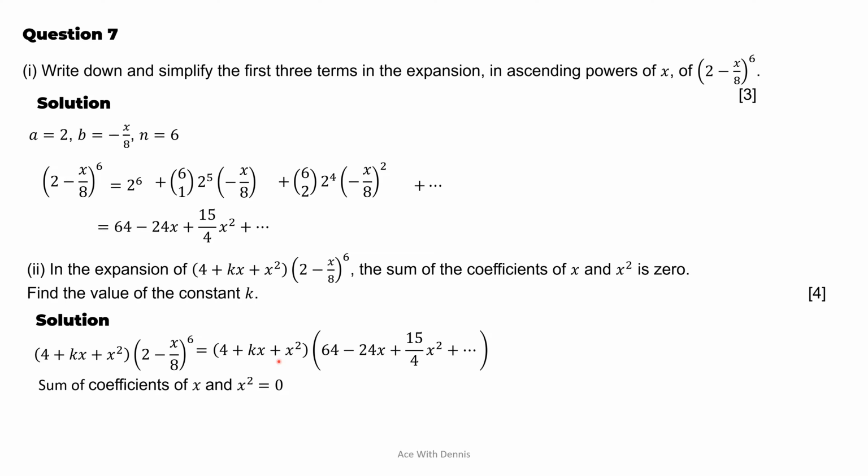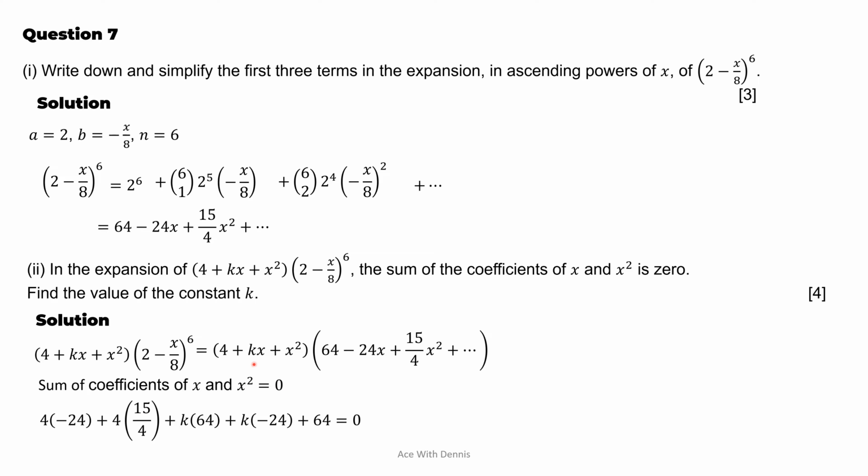The next thing we need to do is, based on the question, the sum of the coefficients of x and x squared equals 0. From this expansion, we can try to expand and see which combinations give us the x term and x squared term. 4 times negative 24x will give us the x term, so the coefficient will be 4 times negative 24. The next one will be 4 times 15 over 4 x squared, which gives us the x squared term, so the coefficient will be 4 times 15 over 4.